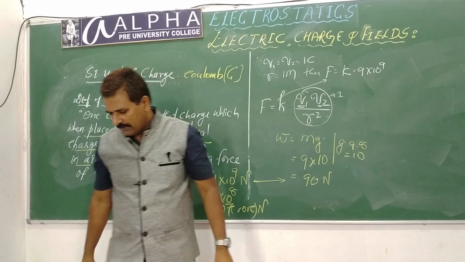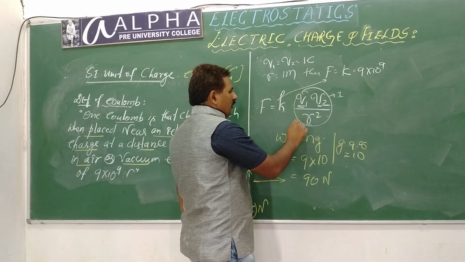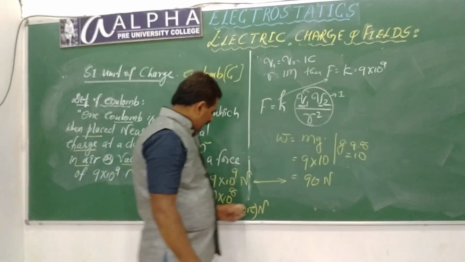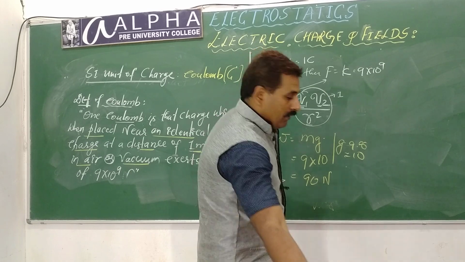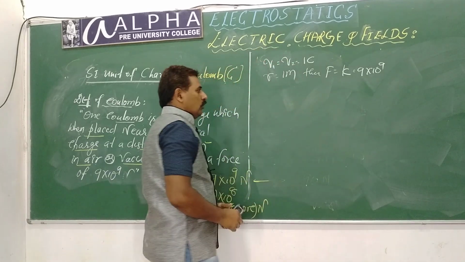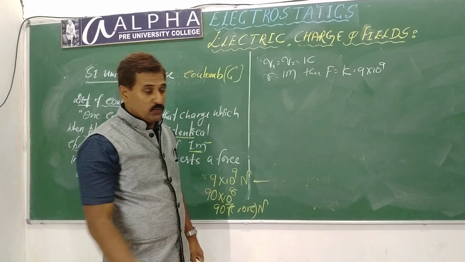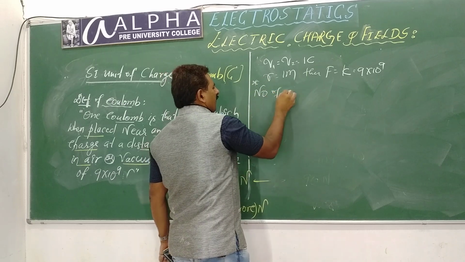Such a big value. How big is it? I'll explain to you. It is about 90 crore newton. Now, the value of 1 coulomb in terms of the number of electrons, I'll show you. Number of electrons, remember this important term, number of electrons.